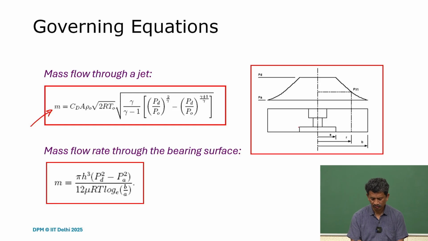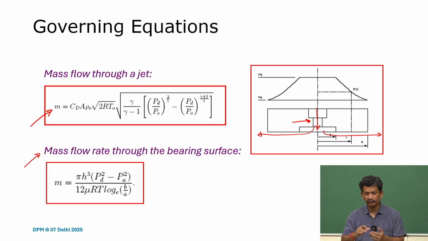So that was for this section: flow through the orifice and as a jet. The second is the mass flow rate through the bearing surface. So when it's already here, how is it flowing through the bearing surface? It's again a flat surface we are talking about. The diameter is given, and it's a circular geometry.